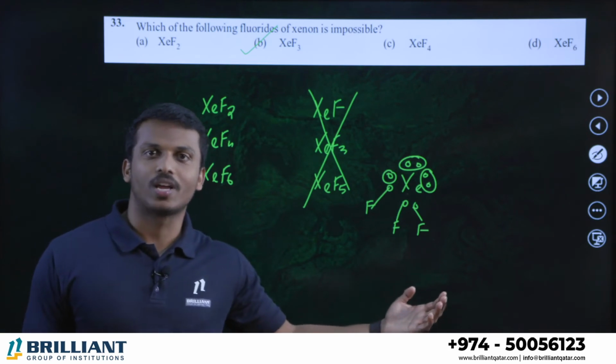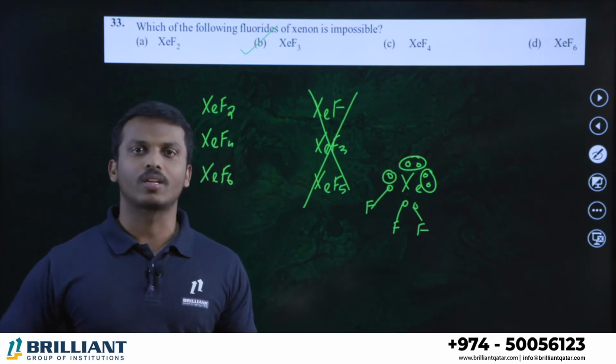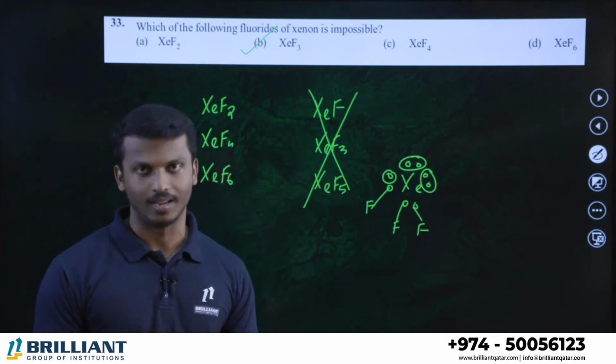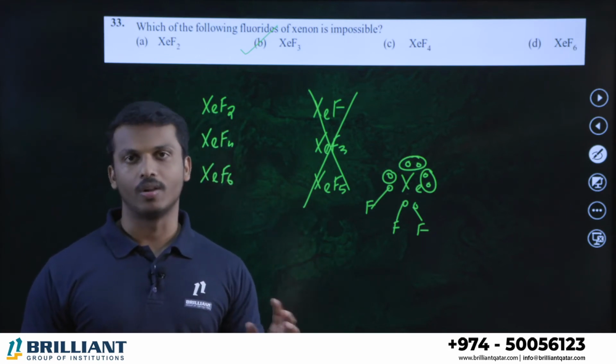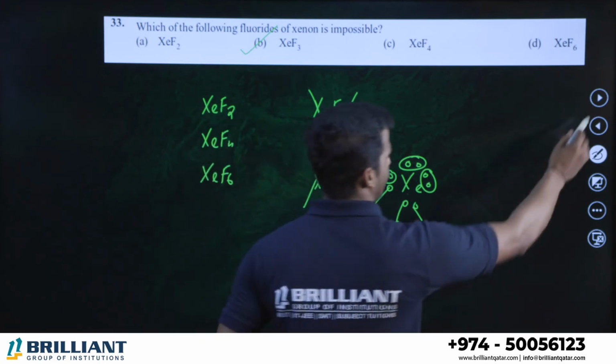Odd electron species are very unstable. At the same time, they cannot complete the octet. The rule is violated. So xenon is not ready to combine with an odd number of fluorine, only with an even number. So XeF3 is not possible.